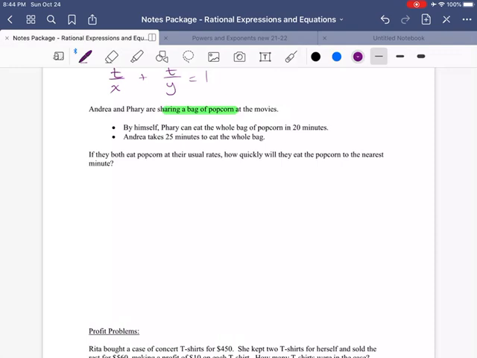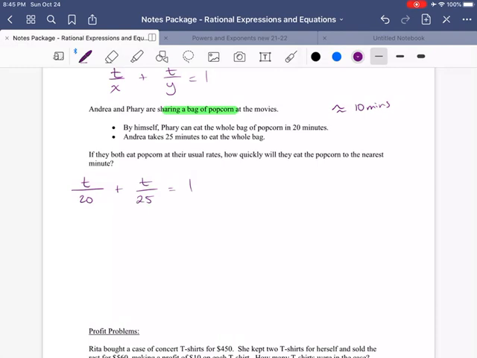So even just thinking about those numbers, what should our answer roughly be? If they're both about the same rate, I'm guessing it should be approximately 10 minutes for them both to eat the same bag. So let's set up our equation. We don't know the total time, so we're just going to do t over 20, because that's Fairy's rate, plus t over 25, that's Andrea's rate, and they're going to eat one bag of popcorn.